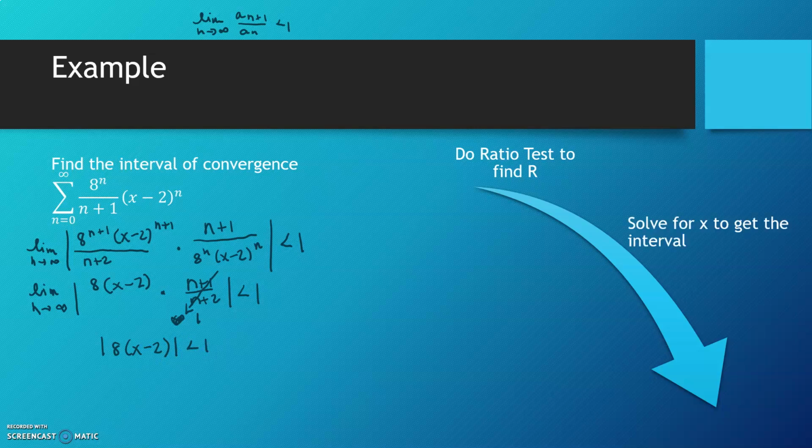So now we're going to solve for x to get the interval. When we solve for x to get the interval, we're going to go from -1 to 1. We're going to add 16. And we're going to divide by 8.